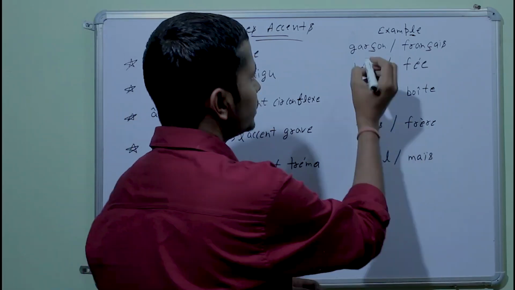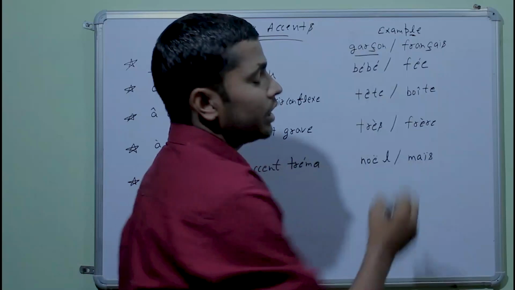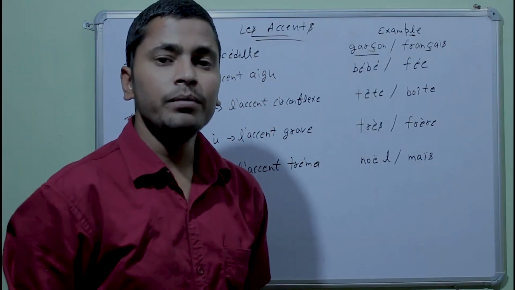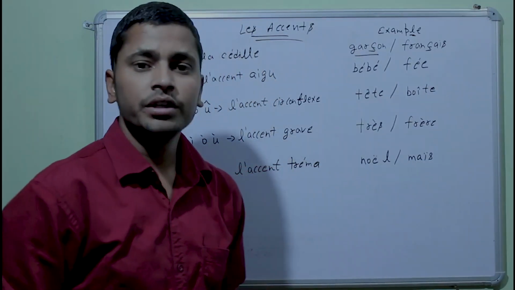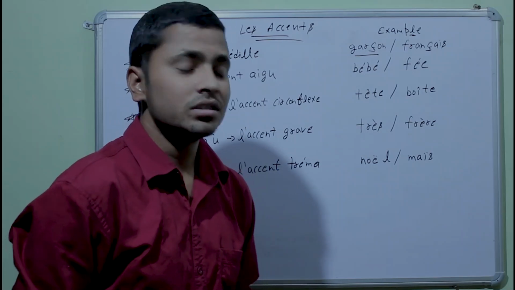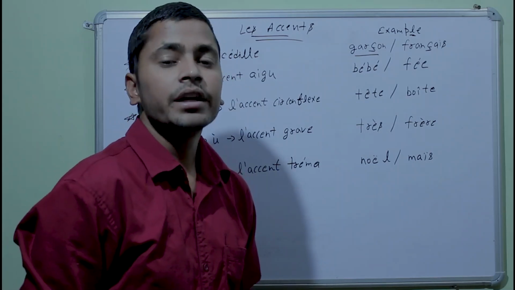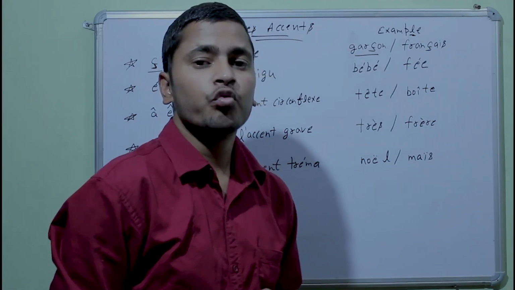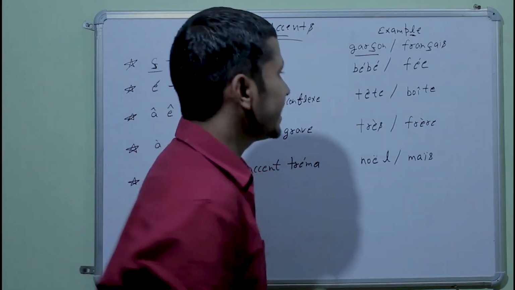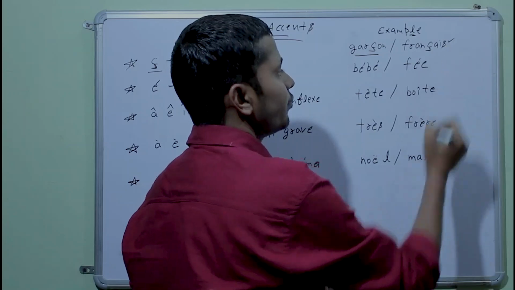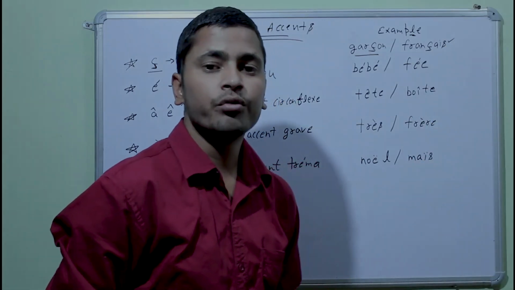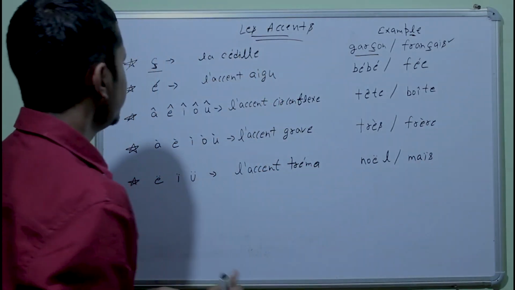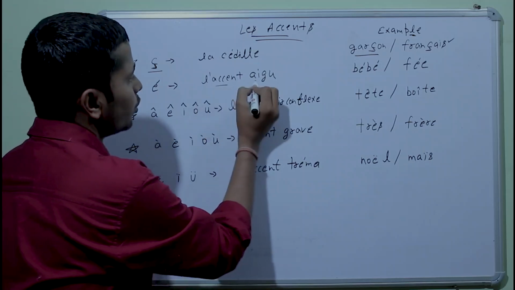So example, C cédille: garçon. It will be the pronunciation of "so". It is pronounced "so", like garçon. Garçon, français, this one. Français.